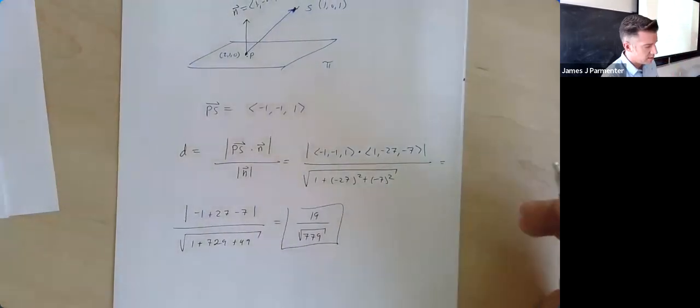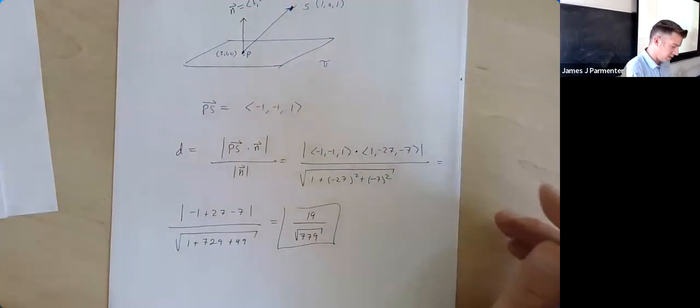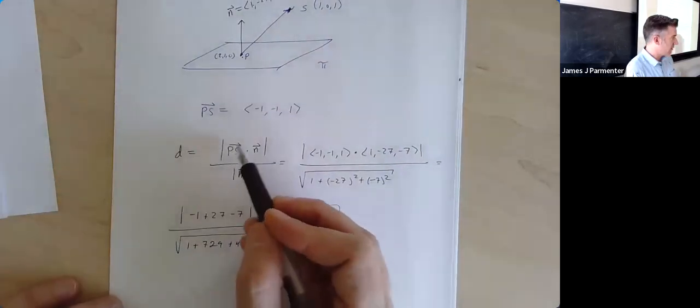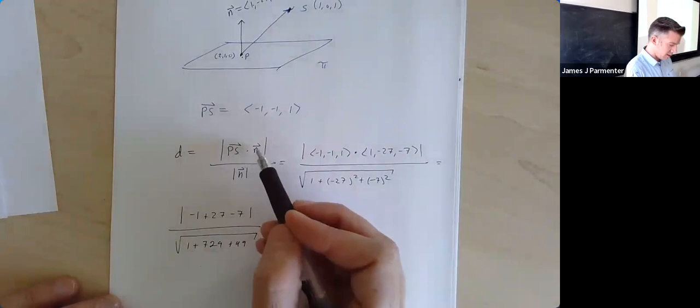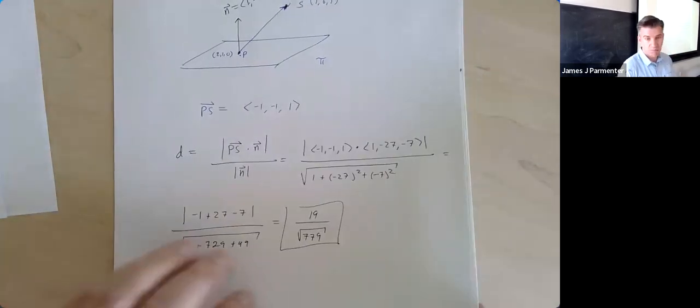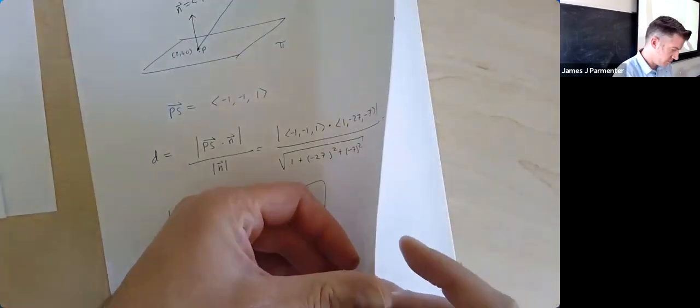So point to a plane, dot product; point to a line, cross product formula. It's the same type of formula. For the point to a line, it's the cross product of the vector you're going to find with the vector for the line, divided by the magnitude of the vector for the line. Cool.